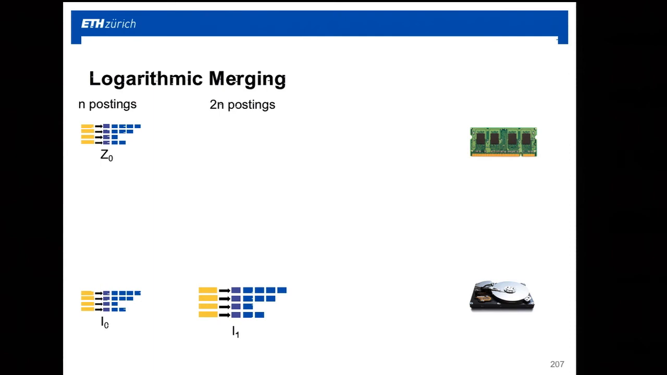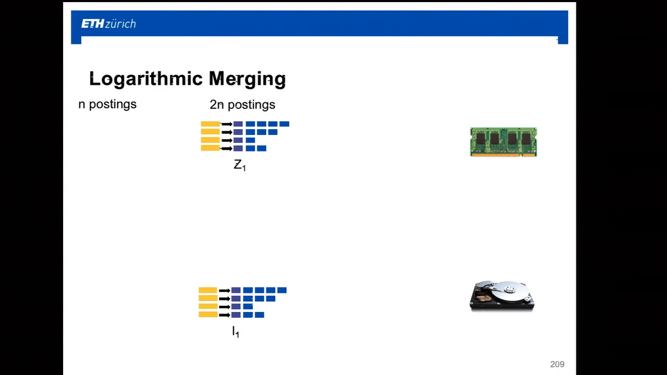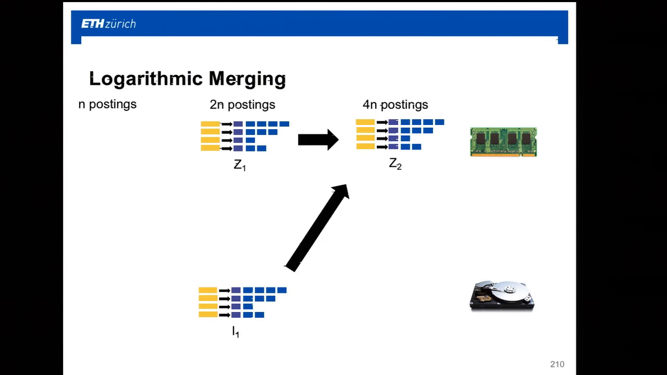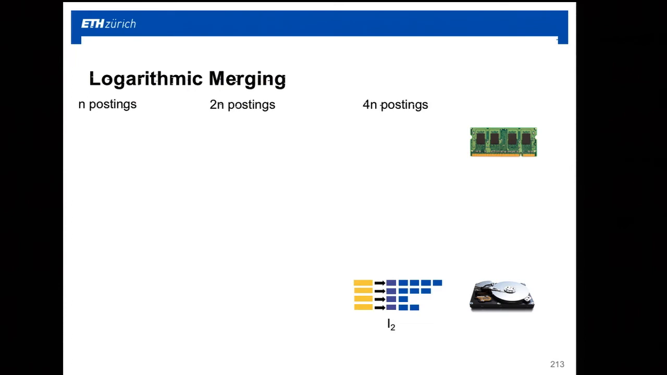So now it's full. What should I do? Well, I will merge it with the index of size n there and get a second one of 2n postings. But again, merge it there with the one on disk and get how many postings? 4n, and then write that back to disk. So you see now we double every time. Now I have 4n postings on disk.